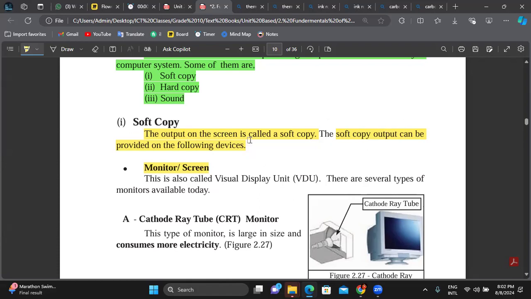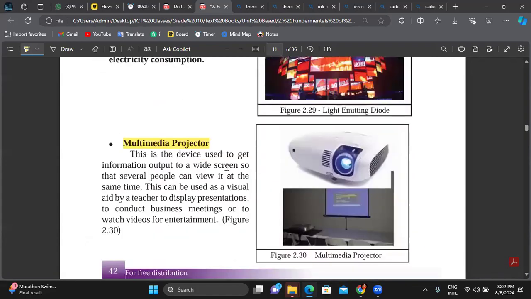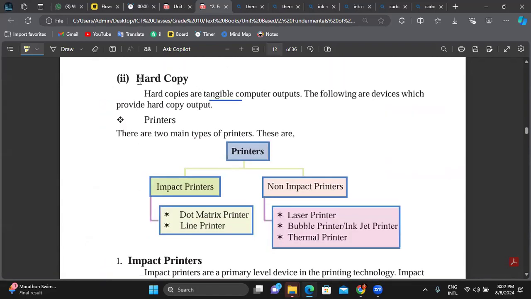So we'll continue. You wrote the soft copy now, right? Now write a small topic on hard copy, the same as the soft copy. Under hard copy, you are just going to discuss printers.